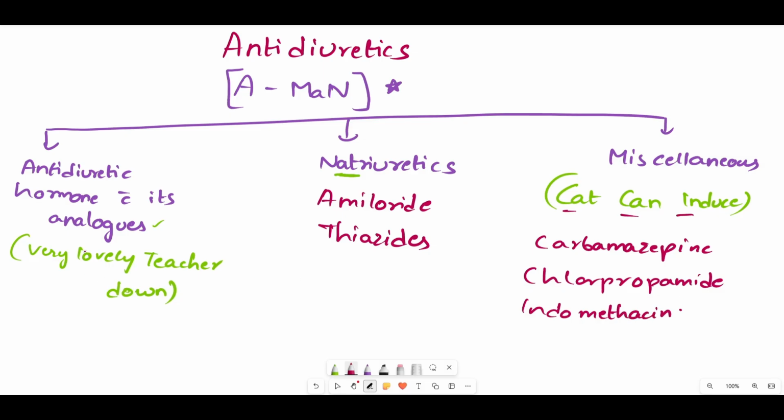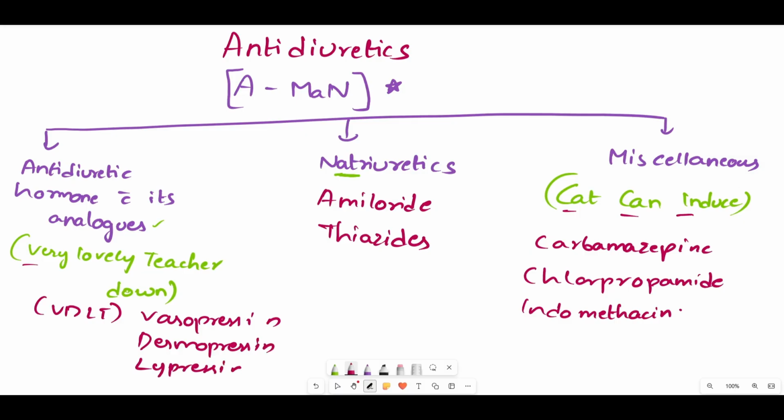Now coming back to the first class, that is antidiuretic hormone with its analogues, remember it as very lovely teacher down. You can also remember it as VDLT, where V means it is vasopressin, D means it is desmopressin, L means it is lypressin, T means it is terlipressin. Any drug ending with the term pressin comes under this class. Or you can remember it as VDLT, or you can remember this sentence, very lovely down teacher.